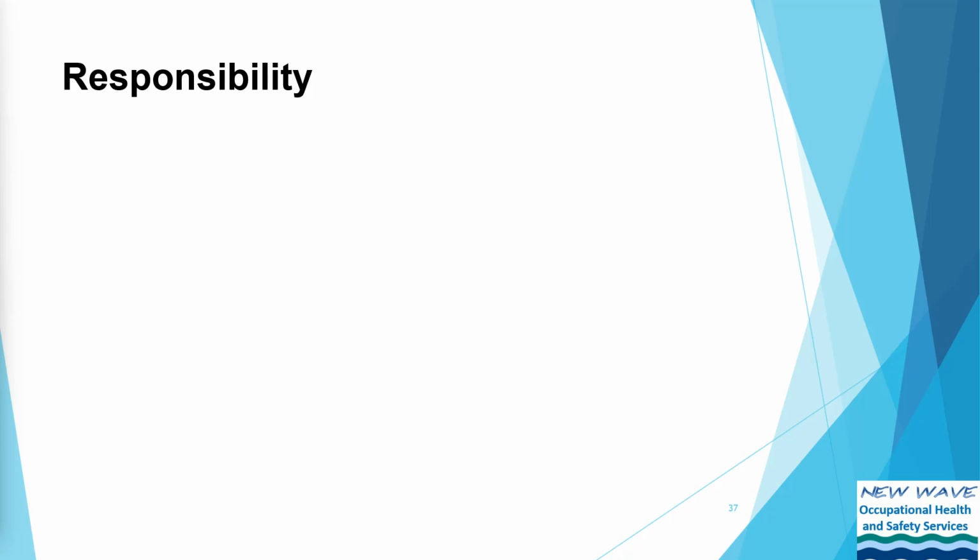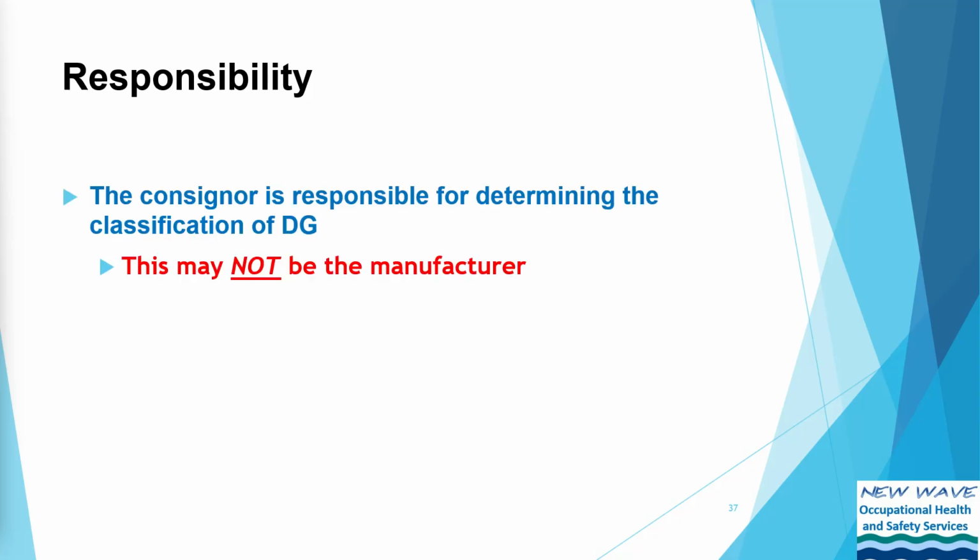Given all these classification rules, who is responsible for classification? In WHMIS, it is the manufacturer. But in transportation of dangerous goods, it is the consignor, the person who ships the product. This may be a middleman, not the manufacturer.